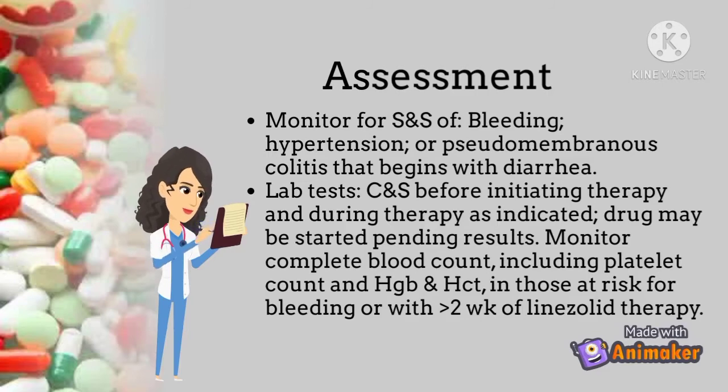For the assessment, monitor for signs and symptoms of bleeding, hypertension, or pseudomembranous colitis that begins with diarrhea. Lab test: C&S before initiating therapy and during therapy as indicated. Drug may be started pending results. Monitor complete blood count including platelet count and Hgb and Hct in those at risk for bleeding.